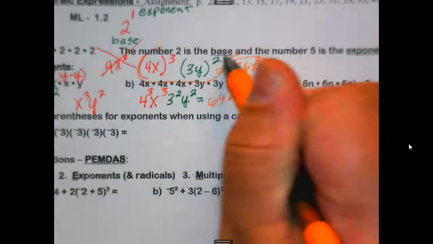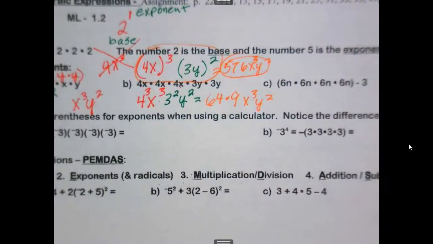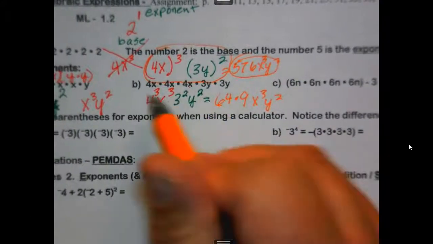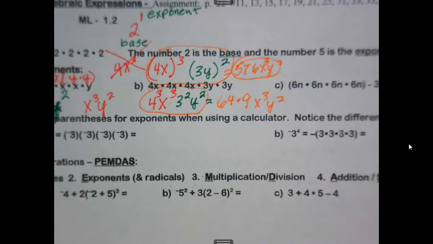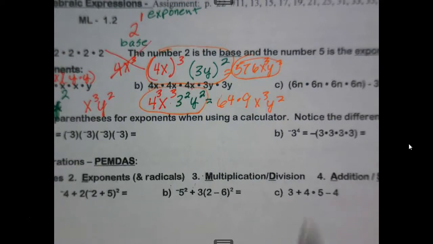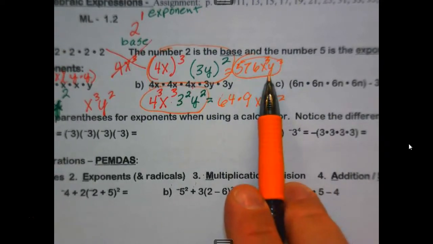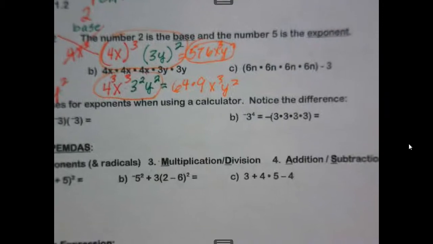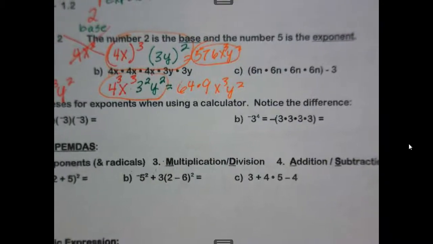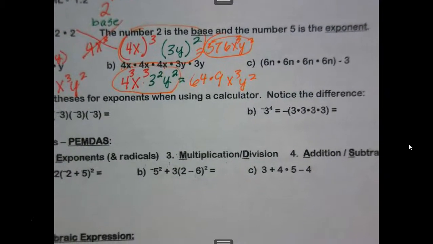This is a perfectly acceptable answer. This is a perfectly acceptable answer. That's what I'm looking for. If you multiply it all out, you made your Algebra 2 teacher very happy, but I'm not a happy person. Questions, comments, concerns?